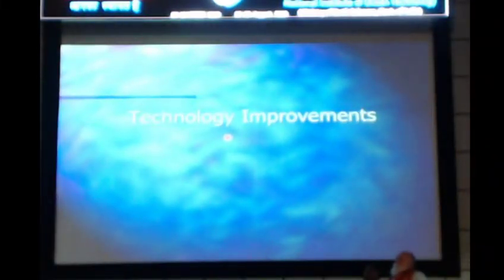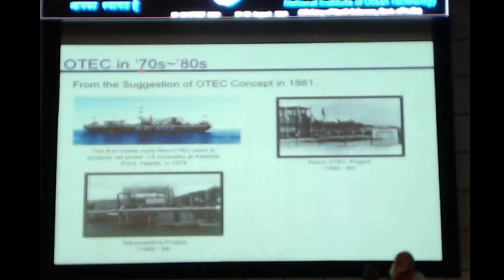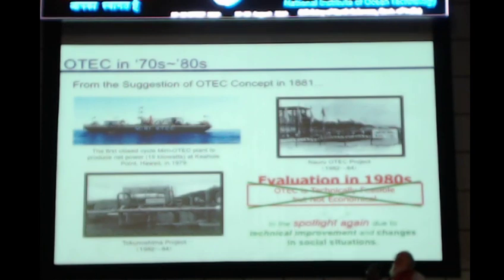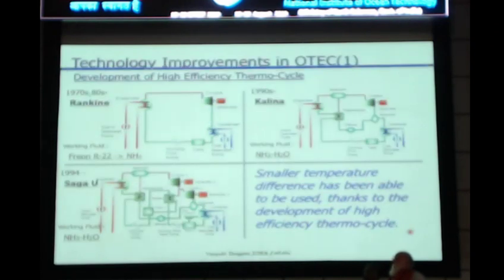And technology improvement. So as you know, in the 70s and 80s, so many projects started. Evaluation in the 80s and 90s, OTEC is technically feasible, but not economical. So many projects postponed and stopped. But recently, spotlight again due to the technological improvement and change in the social situation.